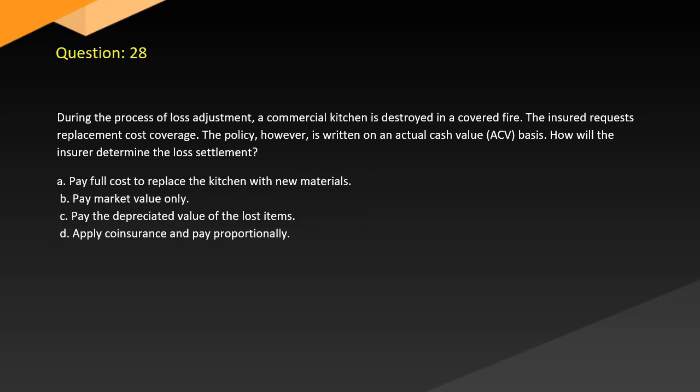Question 28. During the process of loss adjustment, a commercial kitchen is destroyed in a covered fire. The insured requests replacement cost coverage. The policy, however, is written on an actual cash value (ACV) basis. How will the insurer determine the loss settlement? A. Pay full cost to replace the kitchen with new materials. B. Pay market value only. C. Pay the depreciated value of the lost items. D. Apply coinsurance and pay proportionally.